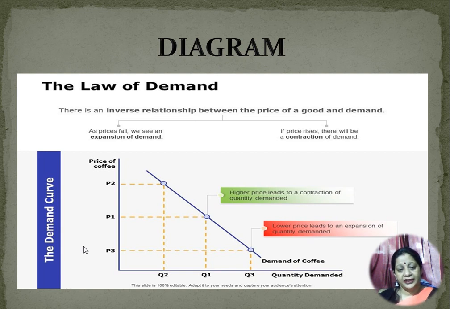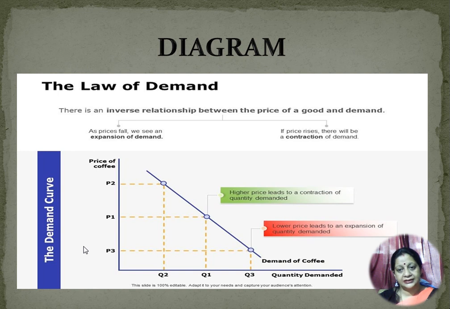So when the price is P3, the quantity demanded is Q3. When the price increases to P1, the quantity is Q1, and when the price is P2, the quantity is Q2. So you can see that there is an inverse relationship between the price and quantity demanded. A higher price leads to a contraction of quantity demanded, and a lower price leads to an expansion of quantity demanded.